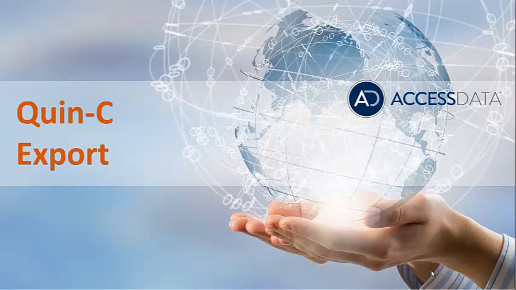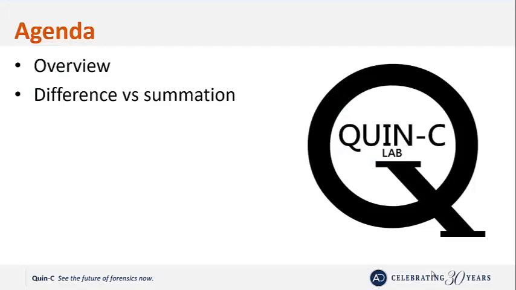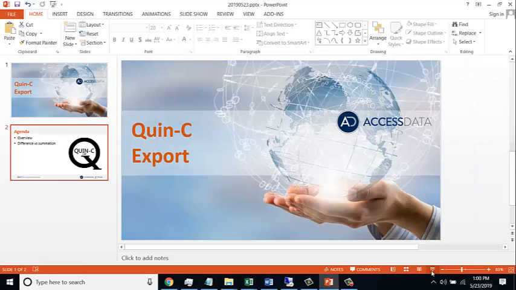In this video, we're going to go over the export capabilities within Quincy. We're going to do an overview of those capabilities, and I'm going to talk a little bit about the differences with how Quincy approaches it versus summation, because the differences are actually fairly stark. At the end of the day, they both arrive at the same place, but Quincy approaches it, again, in a much more modular fashion. So let's go into the export widget and look at it.